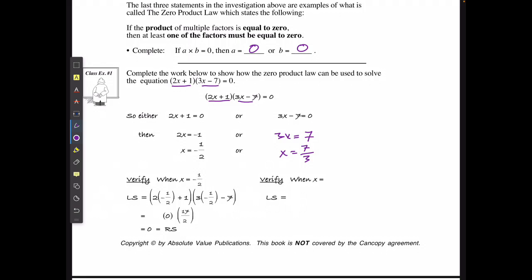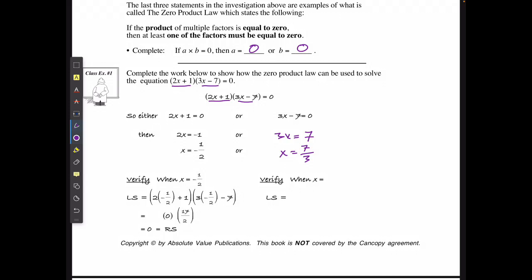You can see that one of them has been verified already. If I have 2 times negative 1 over 2 plus 1 times 3 times negative 1 over 2 minus 7, well, this was 0 when I balance out the left-hand side, times negative 17 over 2, and as soon as I multiply that 0 in, suddenly I know it has to equal 0.